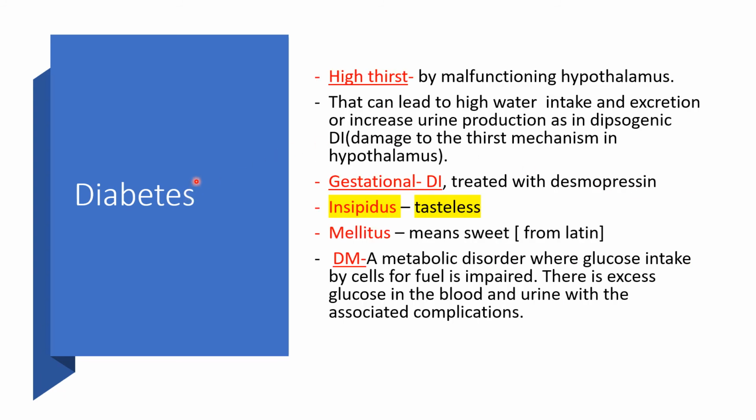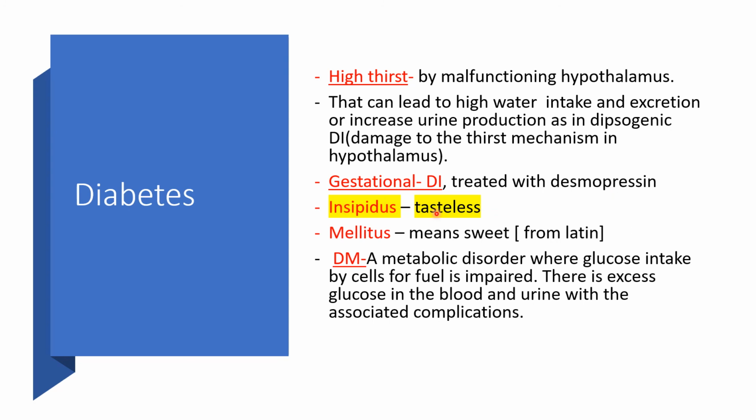So sometimes, a malfunctioning thirst center in the hypothalamus may lead to high water intake, and of course that will later lead to increased urine production, as is the case in dipsogenic diabetes insipidus. Dipsogenic diabetes insipidus is pointing to the fact that there is damage to the thirst mechanism in the hypothalamus. It might be gestational diabetes insipidus that could be treated with desmopressin.